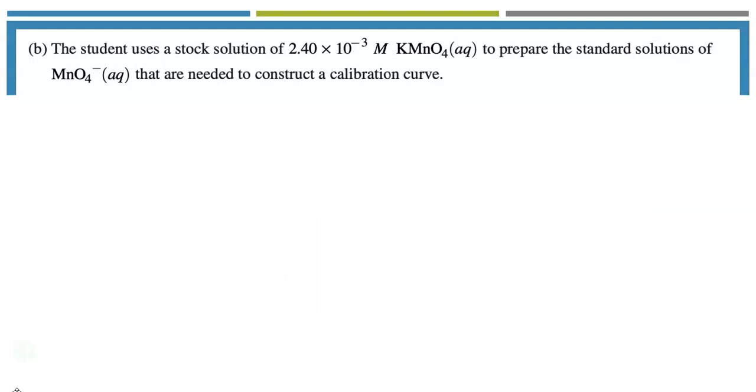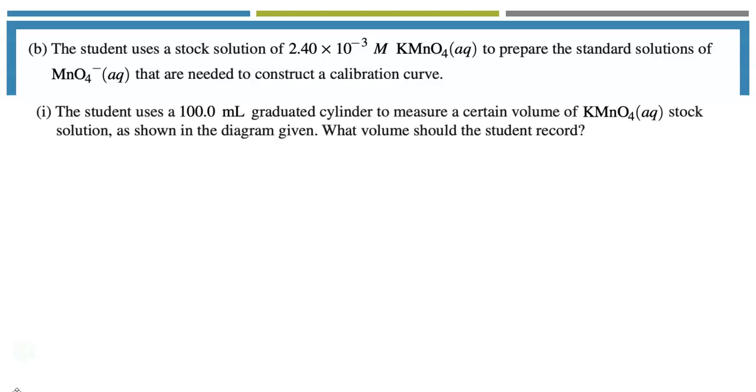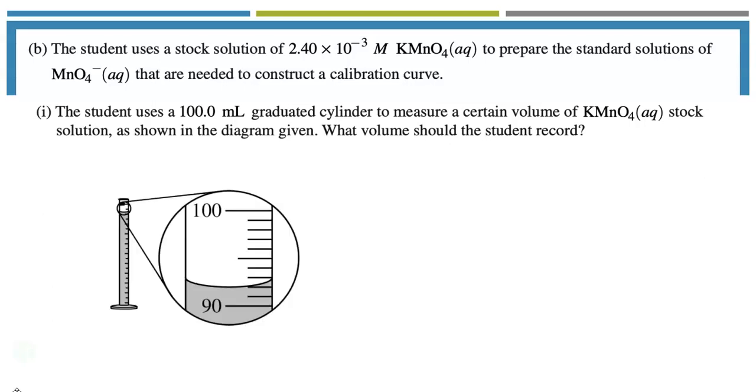Part B. The student uses a stock solution of 2.40 times 10 to the minus third molar potassium permanganate to prepare the standard solutions of permanganate ion that are needed to construct a calibration curve. The potassium ion here is a spectator ion, so we're really not going to pay attention to it. B part 1 says, the student uses a 100.0 milliliter graduated cylinder to measure a certain volume of potassium permanganate stock solution, as shown in the diagram given. Oh, here it is. What volume should the student record?